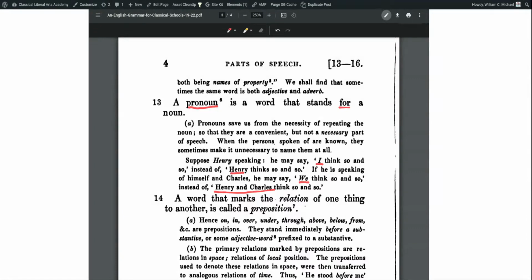So you should know a substantive noun, an adjective noun, an article, a verb, a participle, an adverb, a pronoun, and we're going to learn a few more. So just focus on learning what the parts of speech are. We're not going to pay a lot of attention to the examples because we're going to study all of these parts of speech in great detail in future lessons in classical grammar. So let's keep moving.